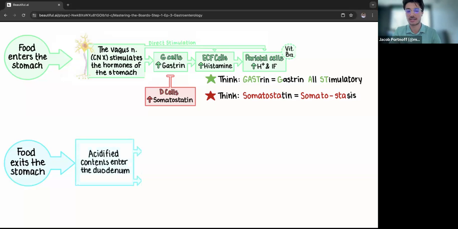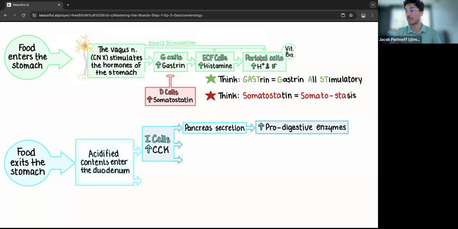So now our acidified contents are going to enter the duodenum, okay? We have our I cells that are going to secrete CCK, and that's going to have three functions. First, from the pancreas, it's going to increase those pro-digestive enzymes, right? Your trypsinogen, et cetera. For the gallbladder, probably most importantly, it's going to stimulate it to contract and secrete bile, right? Help emulsify our fats.